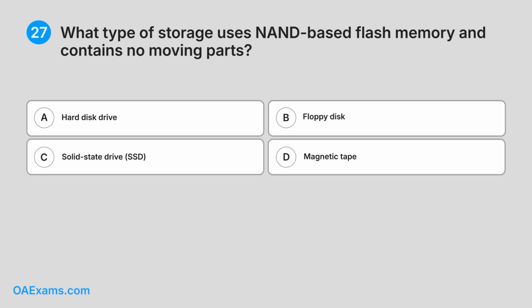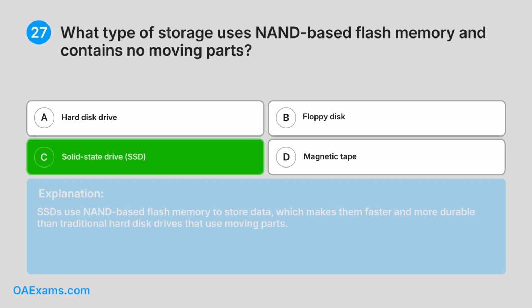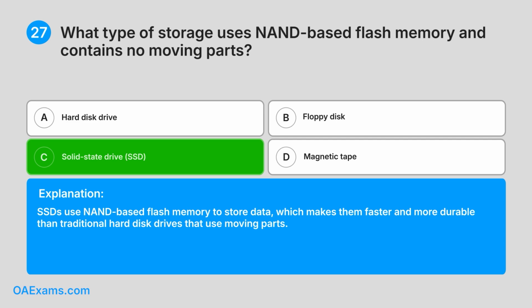Correct answer. C. Solid-state drive, SSD. Explanation. SSDs use NAND-based flash memory to store data, which makes them faster and more durable than traditional hard disk drives that use moving parts.